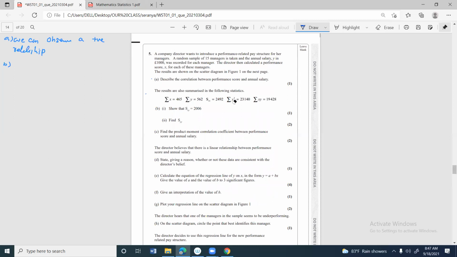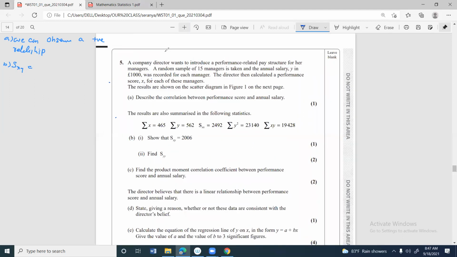Right. Then when you come to part B, the results are summarized in the following statistics over here. Show that SXY equals 2006. The simple formula for SXY is... Sir, yes. Will it be possible for you to zoom in a bit? I can't see the questions. Yeah. Sure. Hopefully this is fine with you.